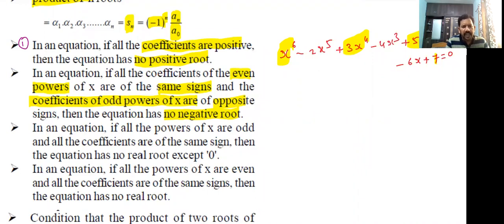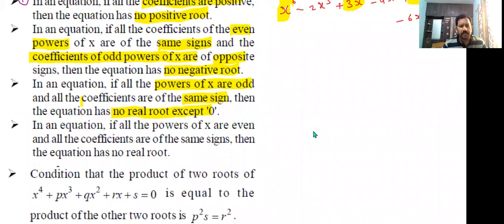Third one: in an equation, the powers of x are all odd and all the coefficients are of the same sign. Then the equation has no real root except 0. 0 is possible. Fourth point: all the powers of x are even and all the coefficients are of the same sign.